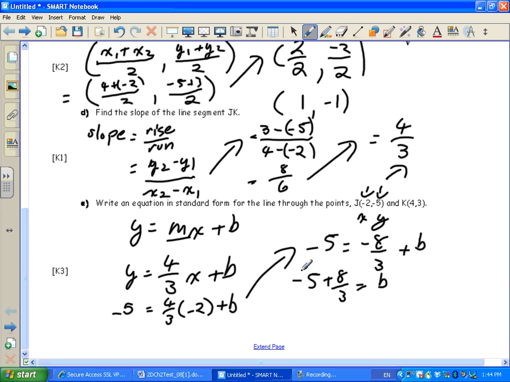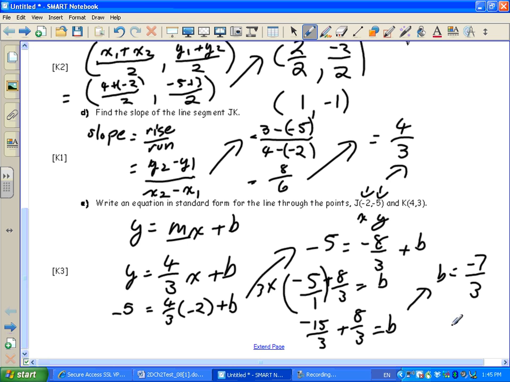Now I need to make that 5 a similar fraction, or it needs to have the same denominator. So it's going to be 15. You're right, I got to put it over 1. And then I need a common denominator, so I'm going to multiply the entire fraction by 3. Negative 15 over 3 plus 8 over 3 is equal to b, which means b is equal to negative 7 over 3.